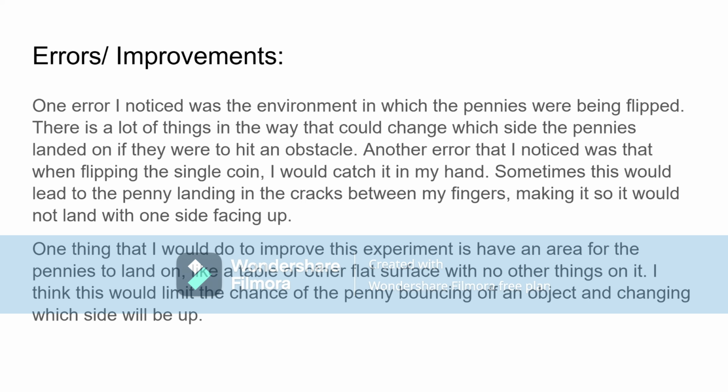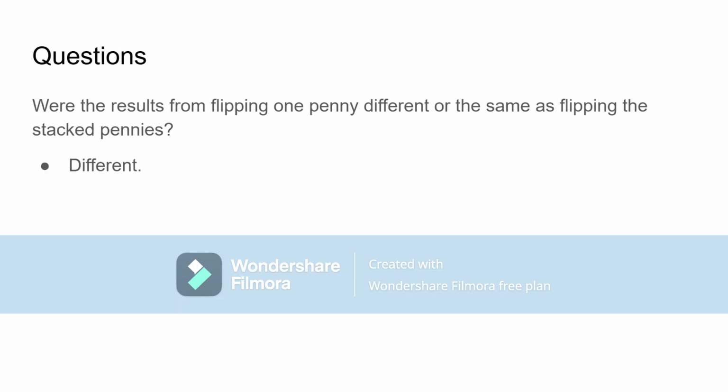And for an improvement, I would say one improvement could be having an area just for the pennies to land on, like a table or another flat surface with no other things on it, like desk objects or whatever. Just having a clear space for these pennies to land. I think it would limit the chance of the penny bouncing off objects and obstructing the data.